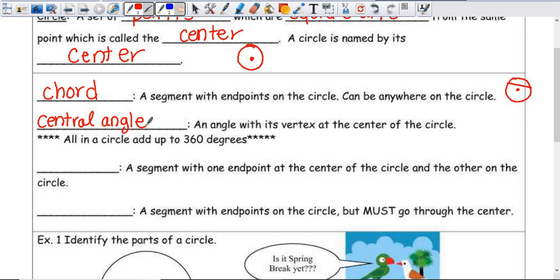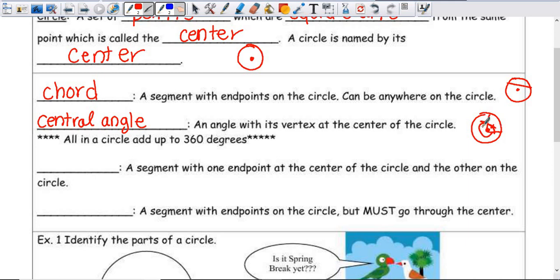And all of those that are in a circle add up to 360 total degrees. Okay, so if you have a circle, then right here, we'll call it X, could be a central angle, because I'm talking about this angle right here. So all the way around a circle we know is 360 total degrees though.